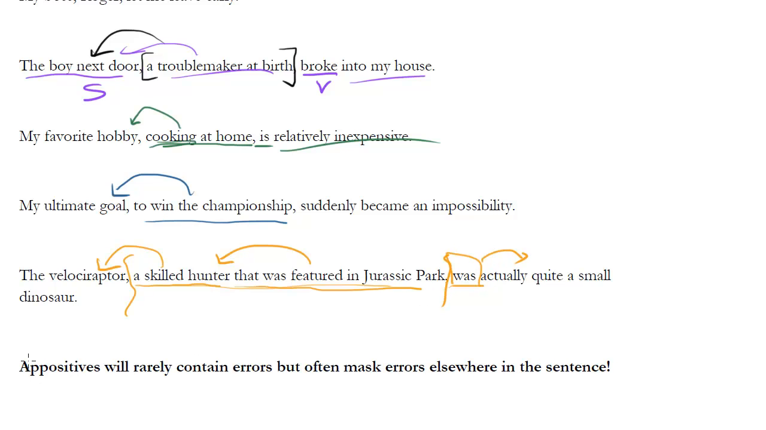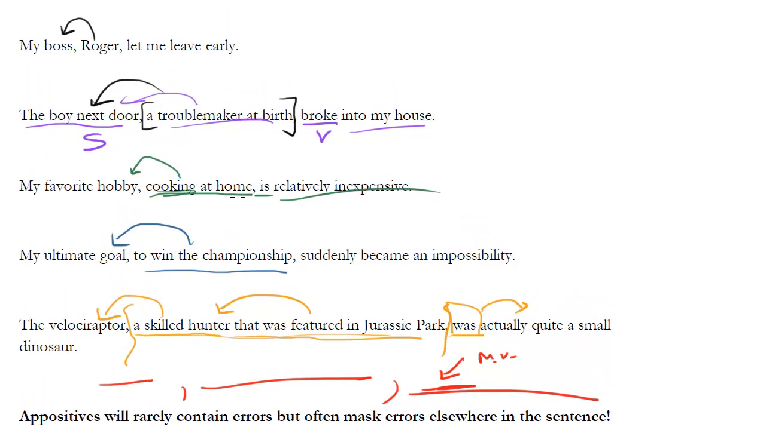Now, the thing with appositives is that they'll rarely contain errors by themselves, but they will often mask errors elsewhere in the sentence. And we've seen examples of this in the fragments video, in the sense that you can have a noun, some kind of appositive, and then the rest of your sentence, and if the verb that comes after the appositive isn't a main verb, you have a fragment, and there are other errors like that. So basically what you can do to appositives, as you can do to pretty much anything in commas, is you can just temporarily remove it from the sentence and get rid of that complexity and see if the structure is okay. So see if there's a fragment, see if there's a comma splice.